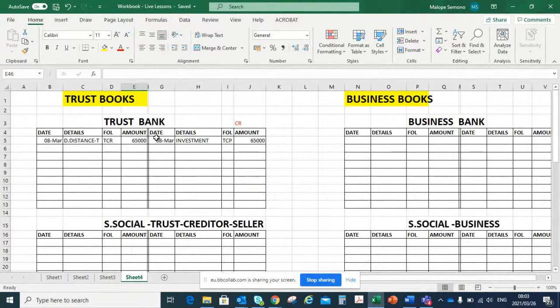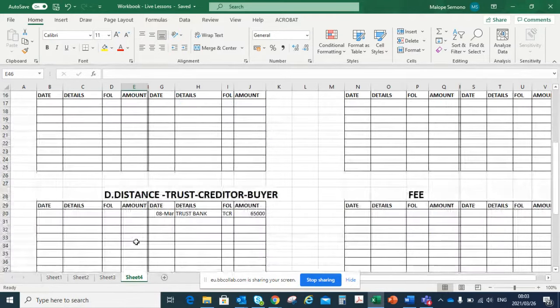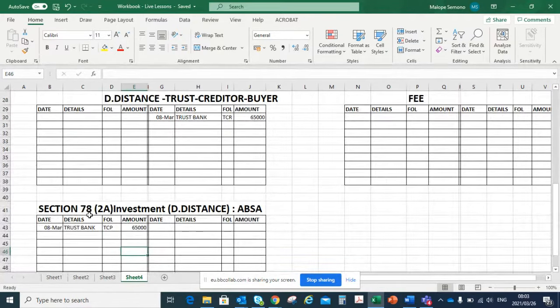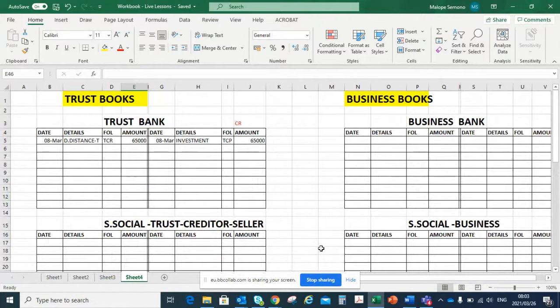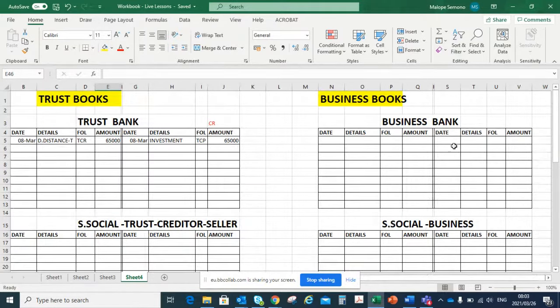If you check in the trust bank account, the amount we received from D Distance is 65,000, but that amount was taken out. So at the moment, we don't have money in the trust bank account that we can use to pay SARS, because the money has been taken to what? To the investment. So we have to use our own bank account to pay the transfer duties. So we need to go to our own business account, which is bank, even though I don't have a balance, but it's okay. I'm going to go to the bank.